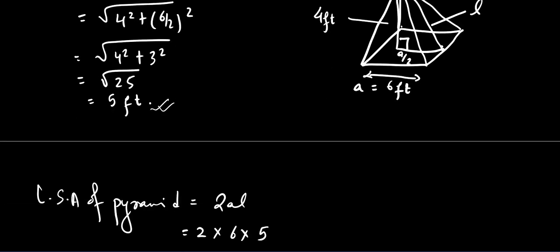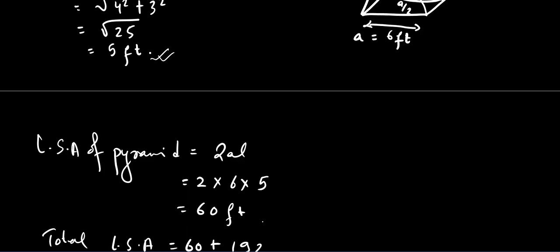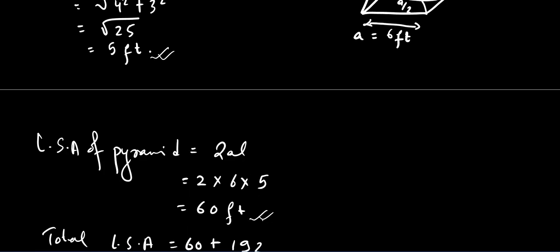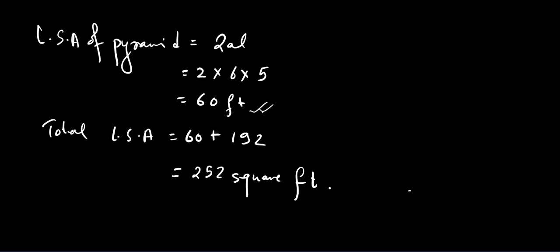Apply this slant height into the formula of LSA of pyramid, that is 2AL, and get the lateral surface area of pyramid. Add both the lateral surface area of the pyramid and the cuboid and find the total lateral surface area. And if in the question the cost is given, you can actually multiply the cost per square feet and find the total cost of painting that pillar.